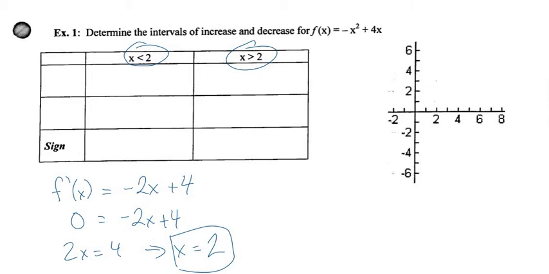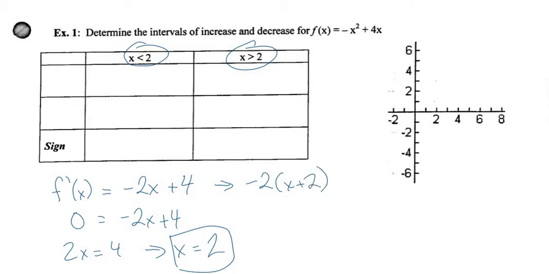So now what we're going to do is try and figure out what's going on either side of that. We're going to look at our derivative, negative 2x plus 4, and we're going to factor it just to help us out a bit. Let's say that's negative 2 times x minus 2.